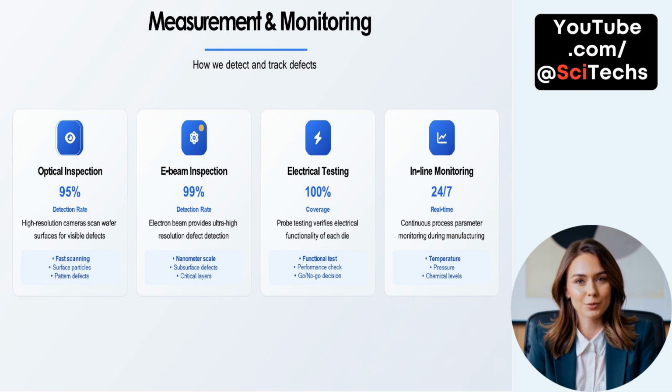Electrical testing offers 100% coverage and involves probe tests that verify the electrical functionality of each die. These tests provide performance checks and go/no-go decisions. In addition, inline monitoring operates 24/7 in real time. It continuously measures key process parameters such as temperature, pressure, and chemical levels to detect deviations. Together, these tools provide a comprehensive approach to maintaining process integrity and minimizing defectivity.